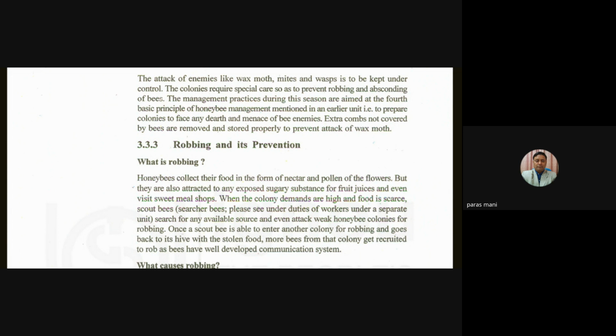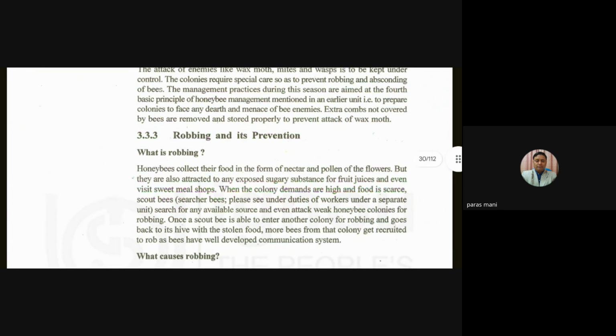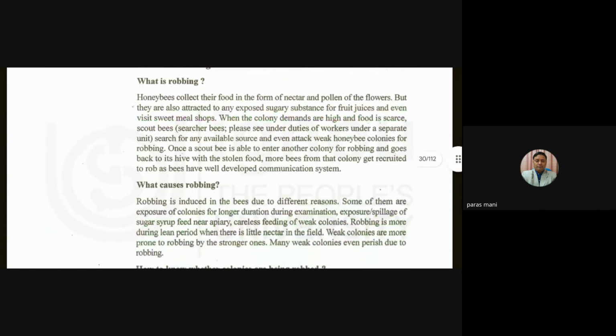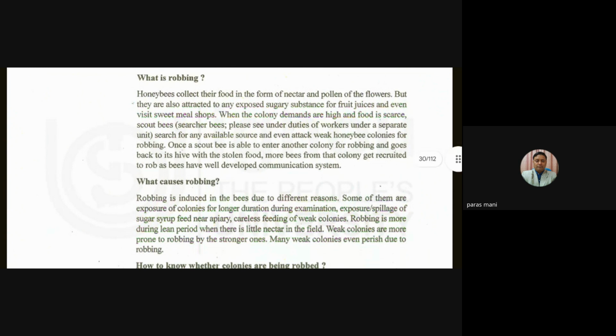Extra comb not covered by bees must be removed and stored properly to prevent attack of wax moth. A proper protection for the colony must be given. Robbing and its prevention: robbing we have discussed earlier.